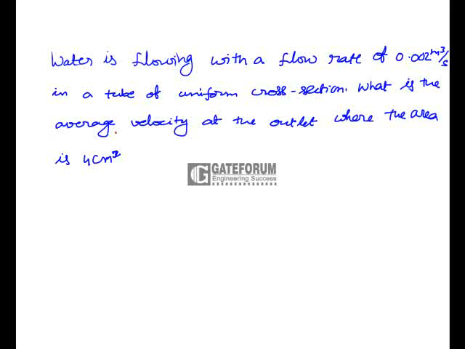What is the average velocity at the outlet where the area is 4 centimeter square? Here we know that the total volume flow rate is equal to the cross section area into velocity of the flow. So here the velocity of the flow can be obtained by using this relation, that is Q by A, which is equal to 0.002 by 4 centimeter square.